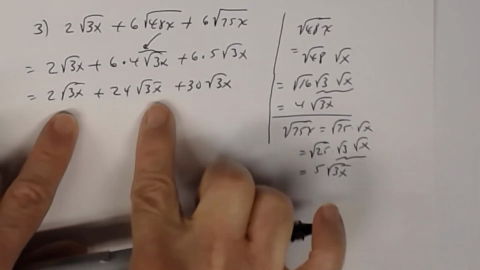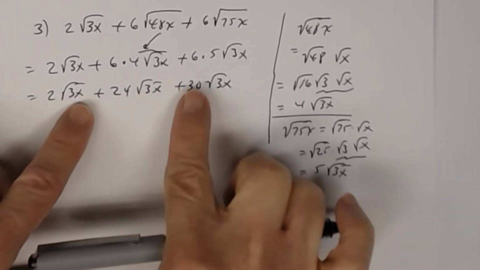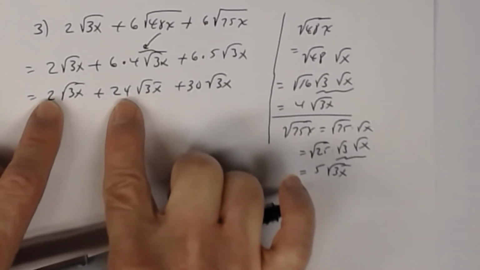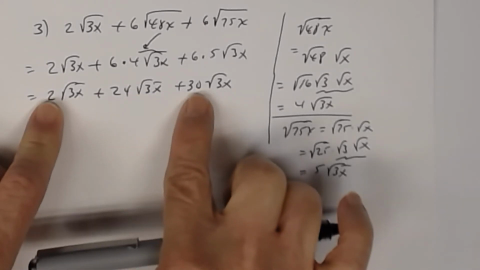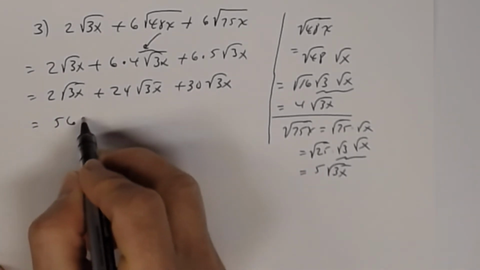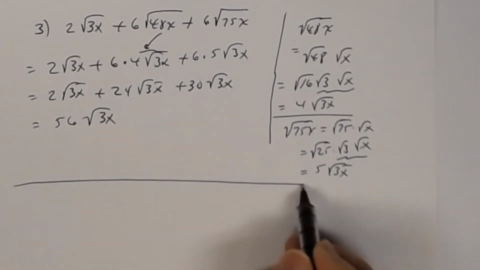And again, notice that all those terms are alike. All the indices are the same. They're all square roots, and the radicands are the same. Okay? So 2 plus 24 is 26. 26 plus 30 is, what's that, 56? So you get 56 square root of 3x. All right, so that was number 3.